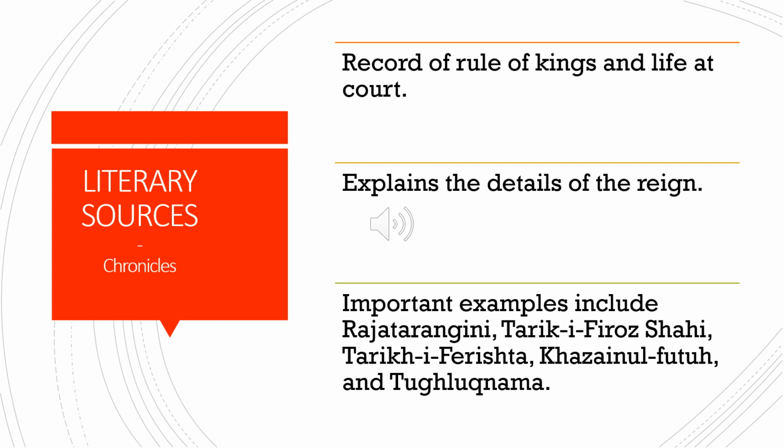Kashmir. The second is Tarikh-i-Firoz Shahi by Ziauddin Barani, which describes the history of sultans of Delhi till the reign of Firoz Shah Tughlaq. The next one is Tarikh-e-Farishta by Farishta, which is the record of the history of Delhi sultans from the time of Turks till the 17th century. The next one is Khazainul Futuh and Tughlaqnama by Amir Khusro that shows the reigns of the Khiljis and the Tughlaqs.